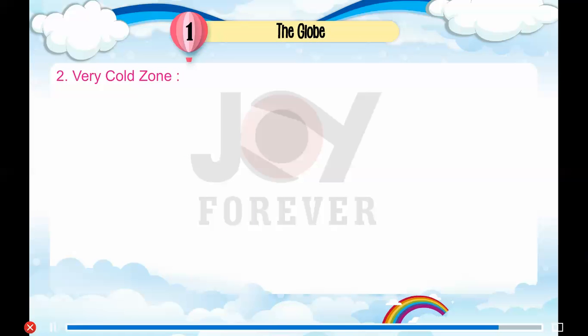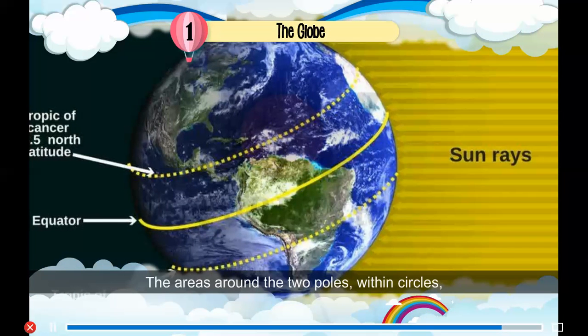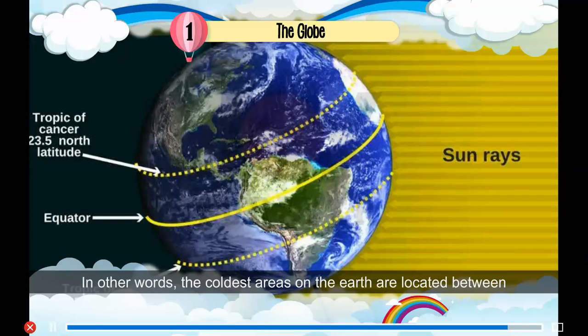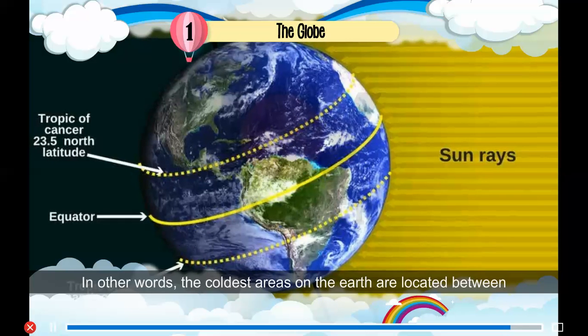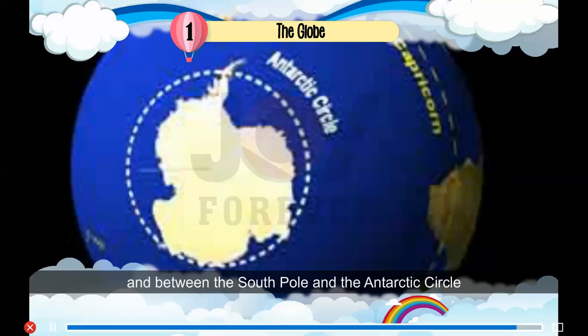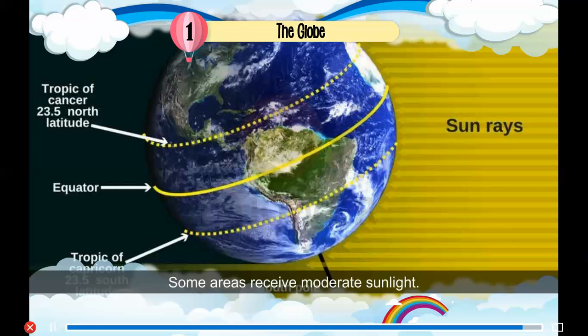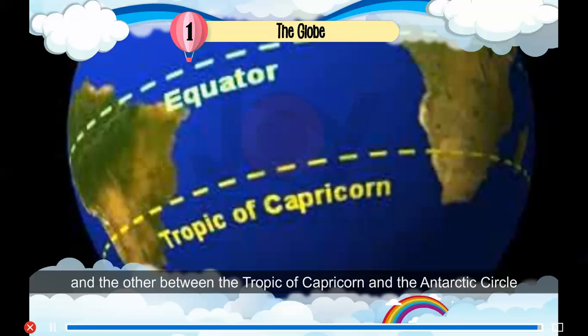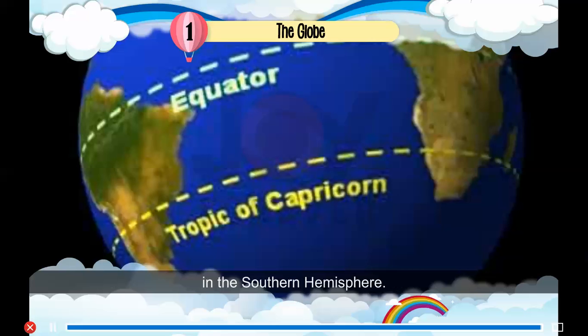2. Very cold zone. The areas around the two poles within circles receive very slanting sunlight, so these are the coldest areas. In other words, the coldest areas on the earth are located between the North Pole and the Arctic Circle in the Northern Hemisphere and between the South Pole and the Antarctic Circle in the Southern Hemisphere. 3. Moderate zone. Some areas receive moderate sunlight. They are neither too hot nor too cold. These areas are two, one between the Tropic of Cancer and the Arctic Circle in the Northern Hemisphere, and the other between the Tropic of Capricorn and the Antarctic Circle in the Southern Hemisphere.